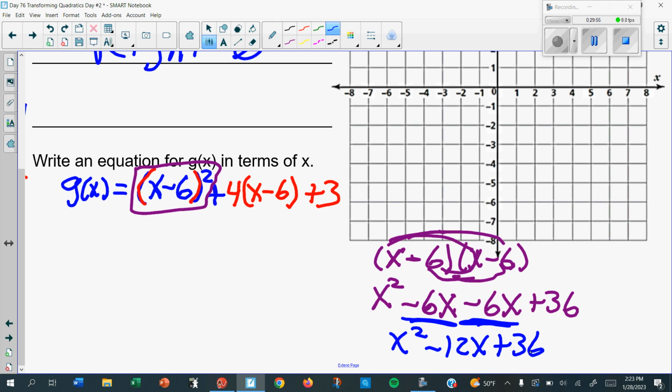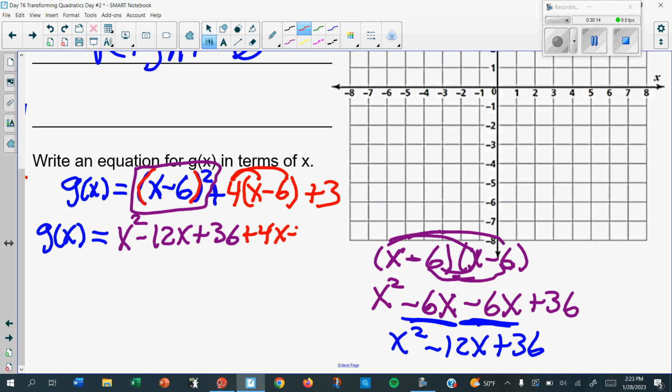So we're going to substitute that in for the first part. So g of x equals, we just got x squared minus 12x plus 36. At the same time, you can distribute that 4 in. So plus 4x minus 24. And then don't forget about that plus 3 at the end. So now all we have to do is combine like terms. And hopefully we do it correctly.